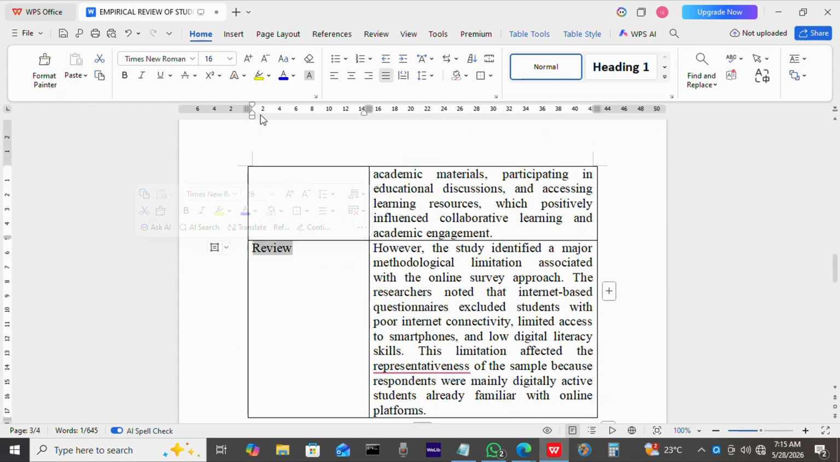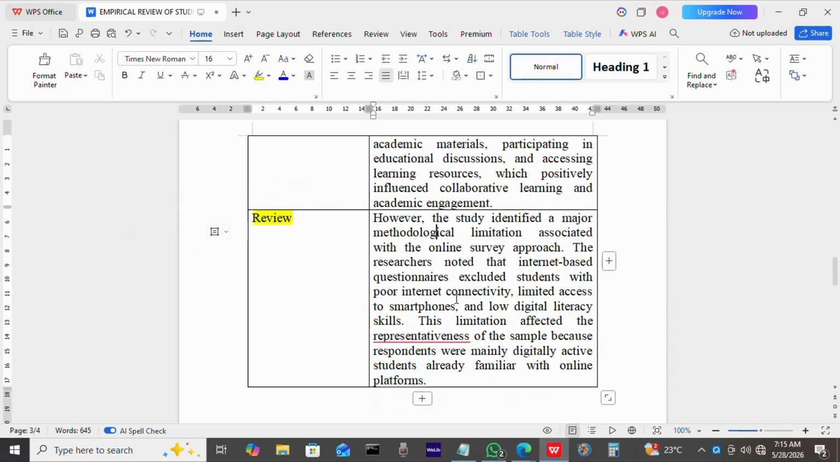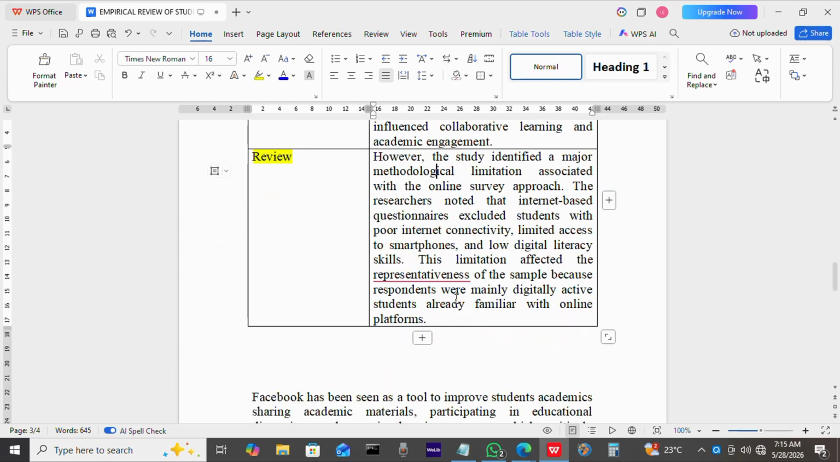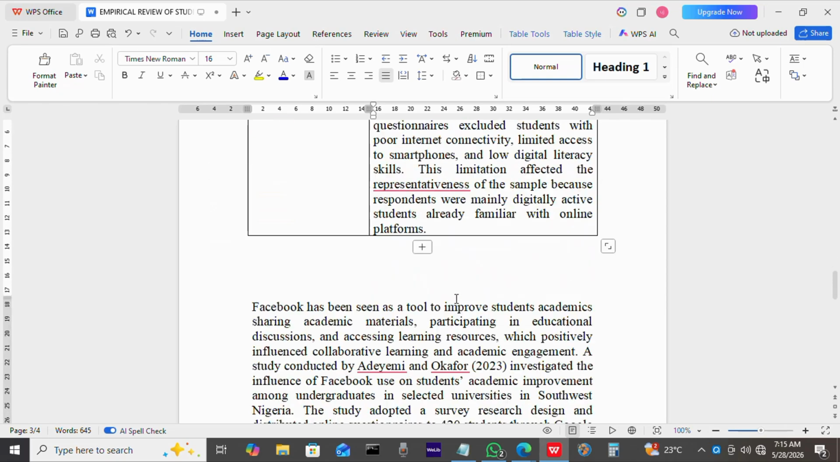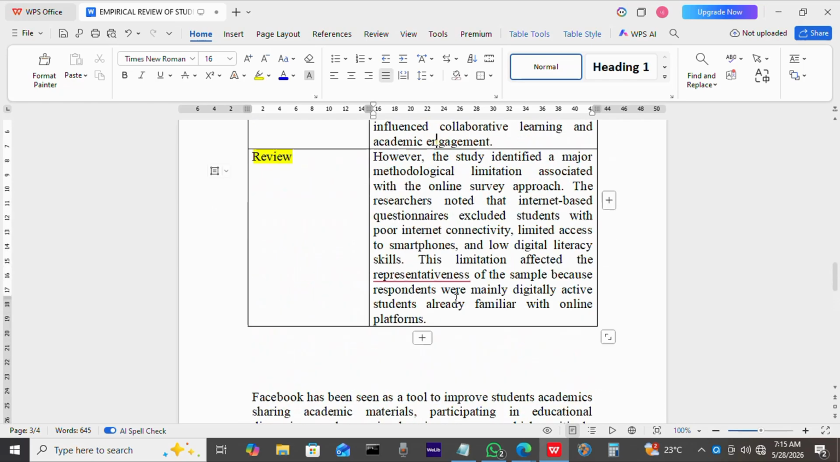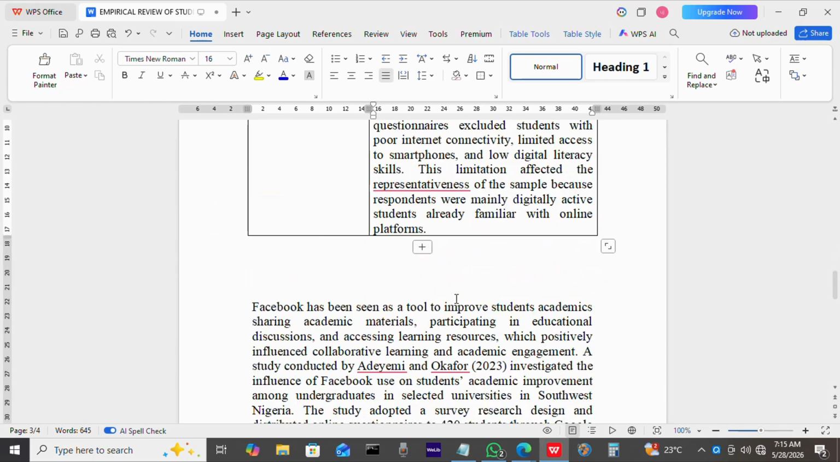Then review, this is the key thing. We are reviewing the methodology. What is the limitation of the methodology that you want to avoid in your own work? So this is key. This is the review. This is your own voice in the work. Now, this is a sample. Just adding up all these things will give you this.